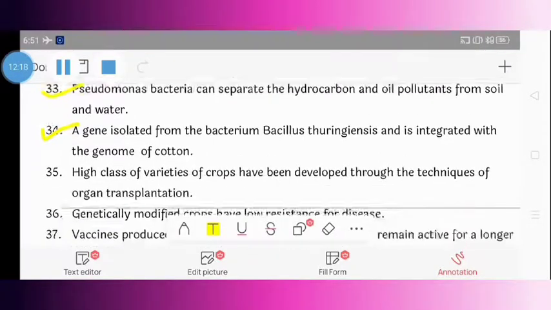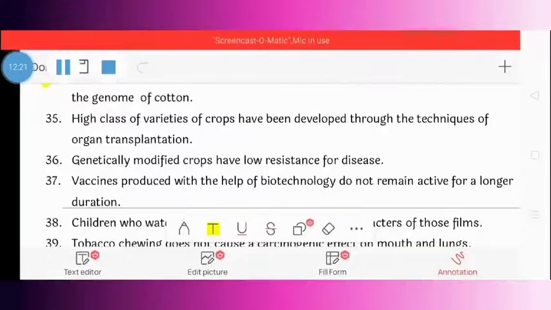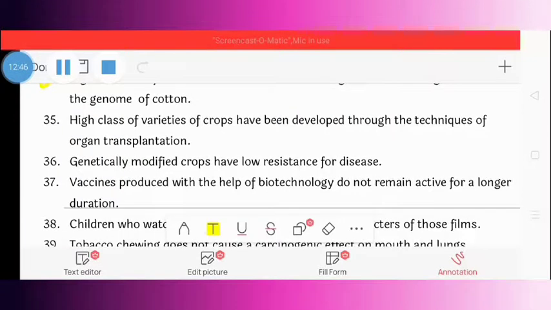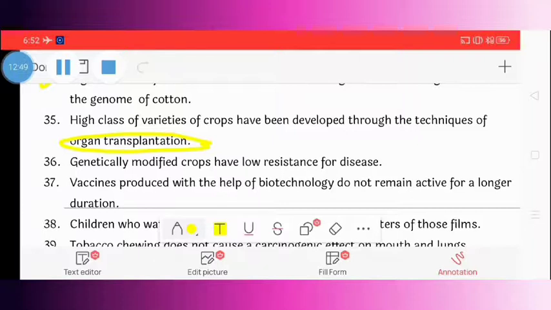Question number 35. High class varieties of crops have been developed through the techniques of organ transplantation. This is false, because it is not organ transplantation. It is just a transplantation of desired characters. So this is an incorrect word. It should be desired character. So it is false.